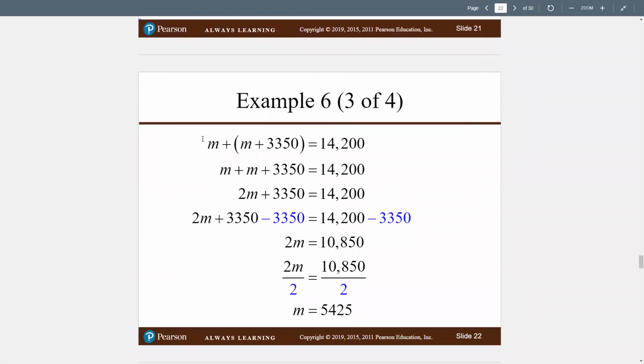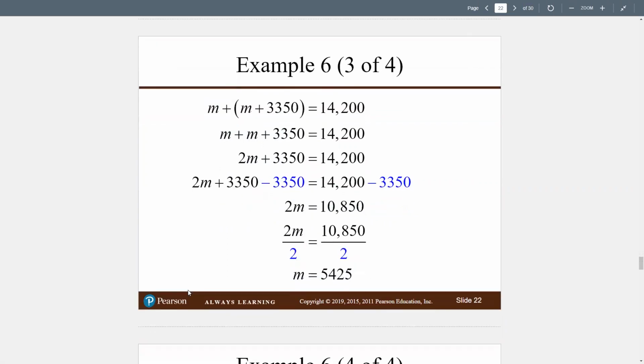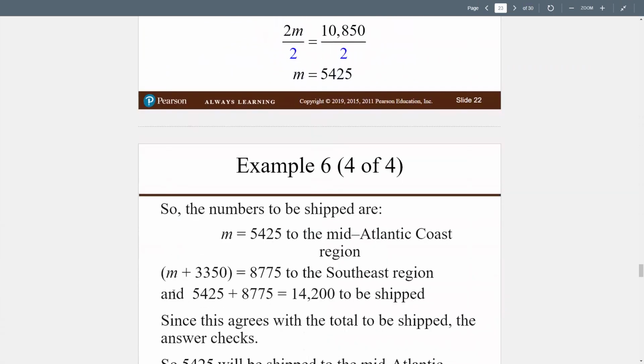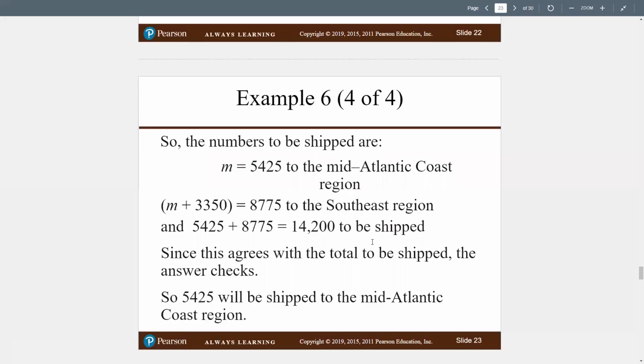But they were nice to you. So your answer is 5,425 are being sent to the mid-Atlantic, but you wouldn't be finished there because then you have to figure out how many are getting shipped to the southeast. So you do that subtraction.